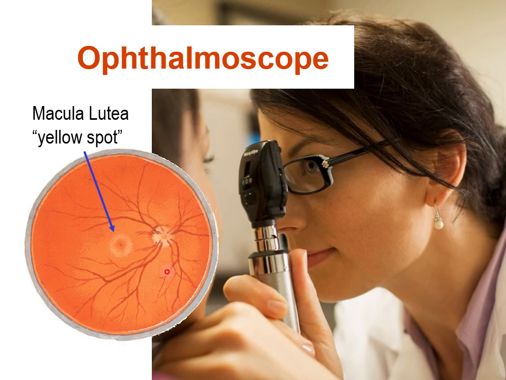One area of the retina that will receive special scrutiny is called the macula lutea, which is Latin for yellow spot. The macula is where the cones are concentrated. It's responsible for our color vision as well as our reading vision. If the cones of the macula die off, we develop macular degeneration.